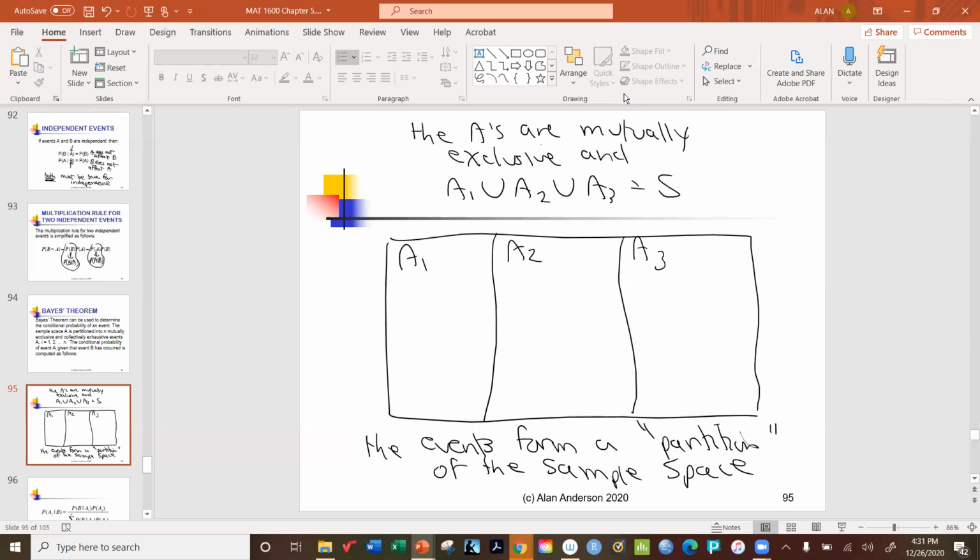Now, then there's another event, B, which overlaps with these 3. And so knowing if A1 is true or A2 is true or A3 is true, that will affect the likelihood of B being true. Okay, that's an important detail. So in other words, B itself has a specific probability that depends on which one of these happens to be true.